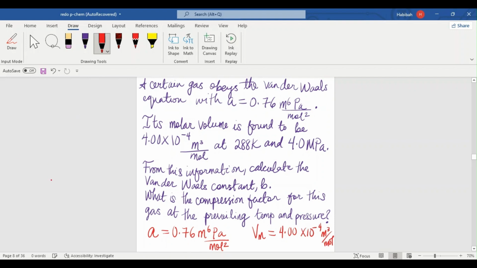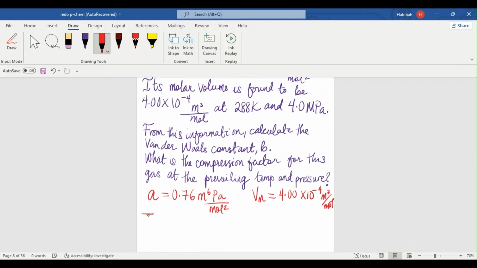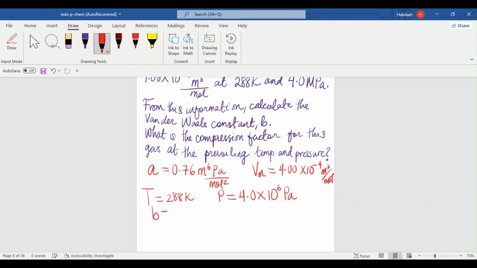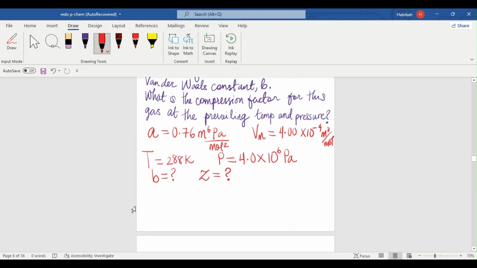We know the temperature is 288 Kelvin. We know the pressure is 4.0 megapascal, or you can just say times 10 to the power of 6 Pascal. That's what mega is. From this information, calculate the van der Waals constant B. So basically, with all the information we have, we have to determine the value for B. We're also asked to calculate the compression factor for this gas at the prevailing temperature and pressure, so we're also asked to find the value Z. So that's it. Determine B and determine Z when you've been given all of this.